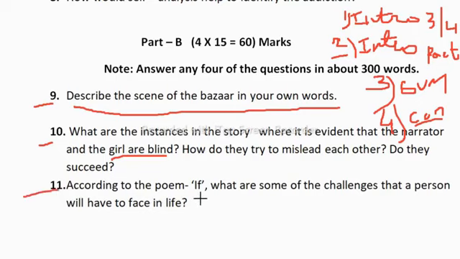According to the poem, what are some of the challenges that a person will have to face in life? So, students, this poem is written by Rudyard Kipling. It has a simple two-letter title that tells us a lot about the poem. In this poem, the speaker is a father talking to his son about the attributes that a successful, perfect man must possess. The pursuit of perfection is the central theme. Here the speaker has used a variety of symbols to make his points clear.